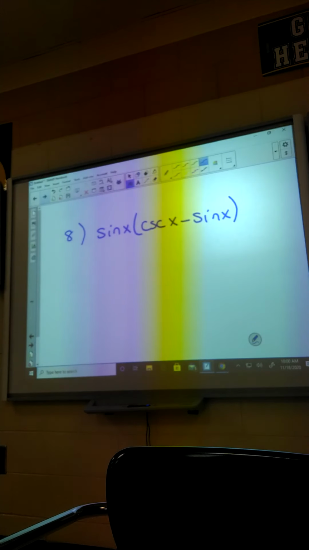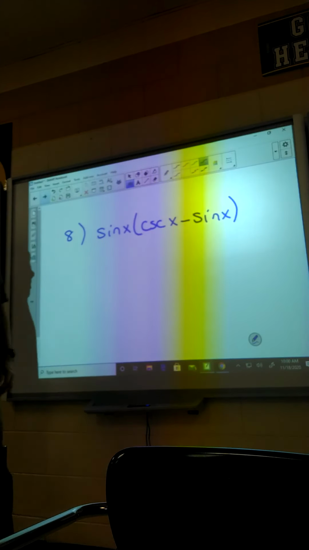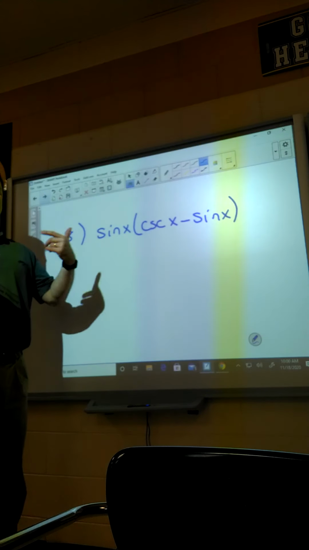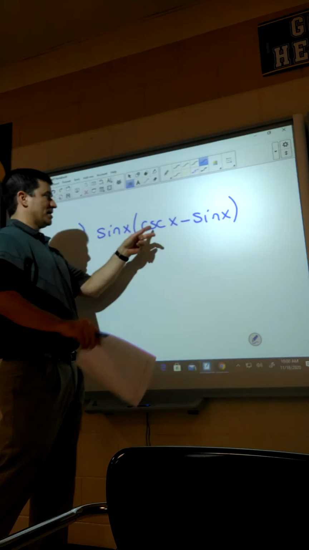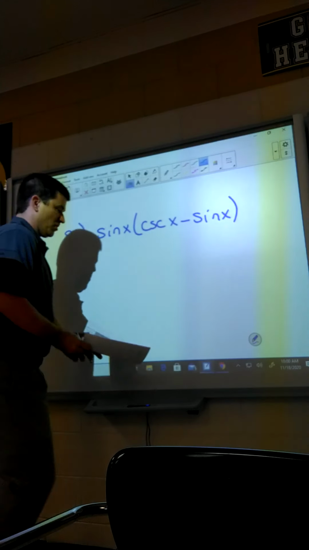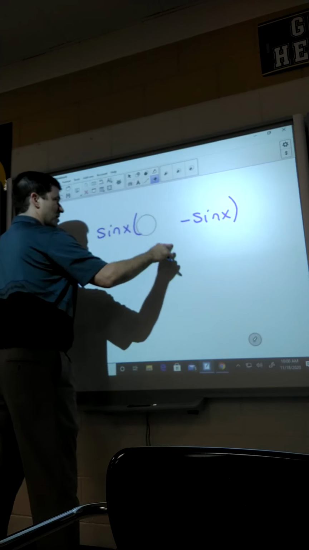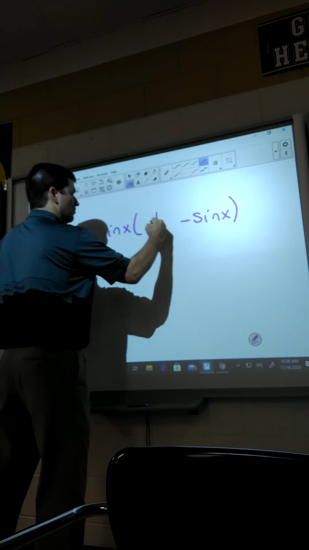All right, on number 8. All right, Connor, all we got to change is anything that's not a cosine or a sine. So these two are good. I just got to change this 1 over 7. 1 over sine. All right, so this, I erase, I put 1 over sine.